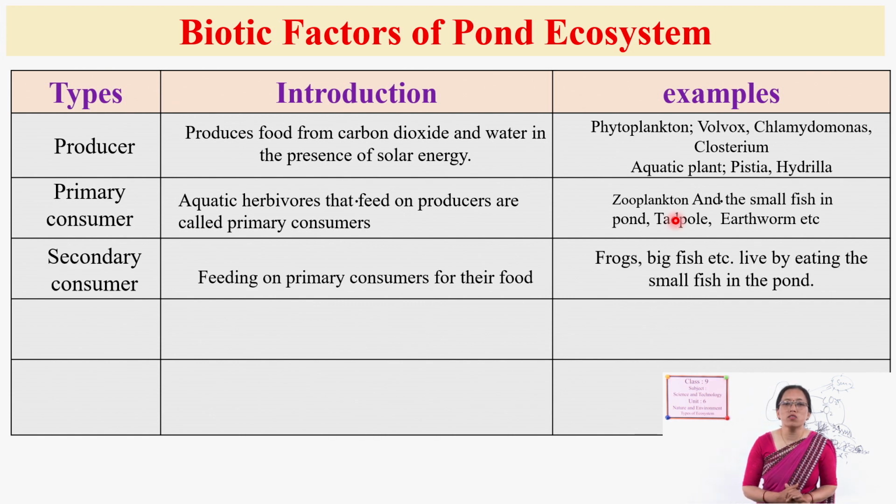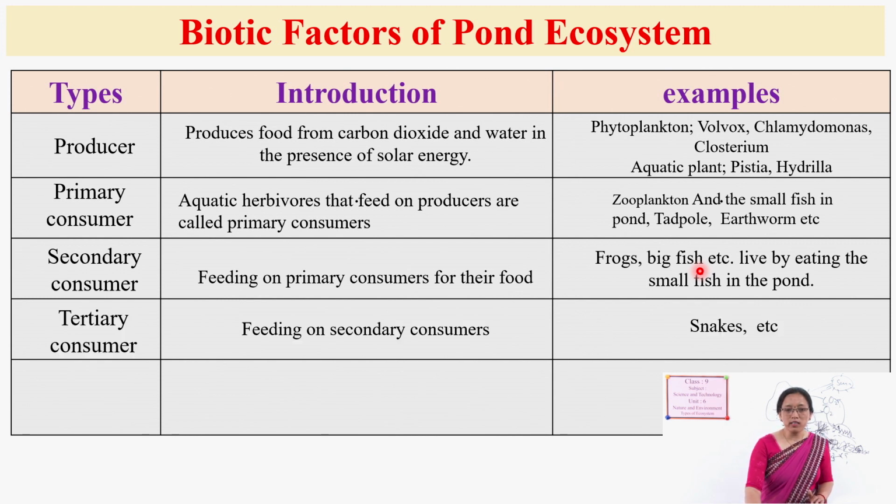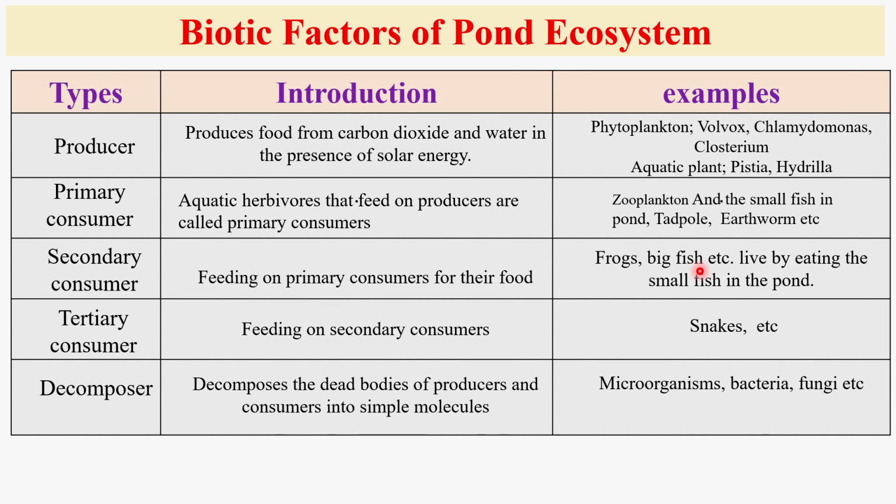Next one is the secondary consumer. What are the secondary consumers present there? Already you know that secondary consumers feed on the primary consumers. What are those? Frogs, big fish, and also snakes are present there. Some snakes feed on the small fishes also. So those are also considered as secondary consumers, but mostly big snakes are the tertiary consumers. And what are decomposers? There are some microorganisms which decompose the dead bodies of the plants and animals present inside the water too. Those are bacteria and fungi.